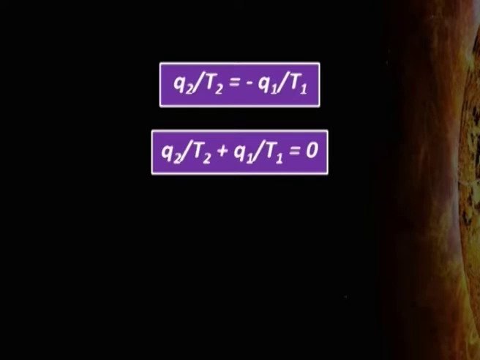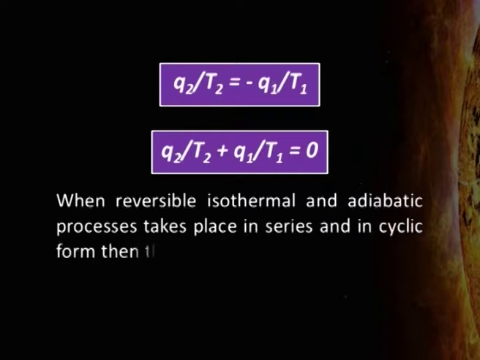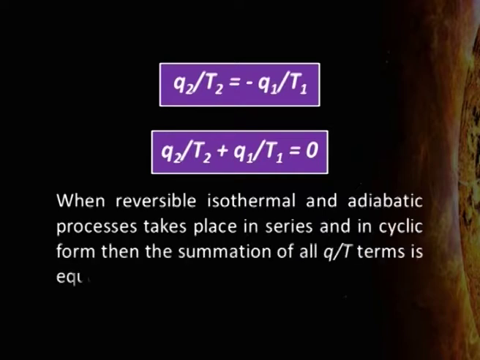Therefore, it can be said that when reversible isothermal and adiabatic processes take place in series and in cyclic form, then the summation of all Q upon T terms is equal to 0. Any cyclic process, if carried out reversibly, can be shown to consist of a number of Carnot cycles.